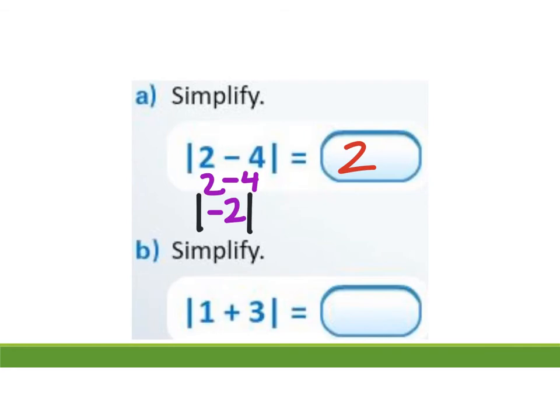That's fully simplified. Next up, I'm going to simplify the absolute value of 1 plus 3. And I know, again, I'm just going to evaluate 1 plus 3 first, which is 4. But it's the absolute value of 4. And I already know that the absolute value of 4 is asking how far away 4 is from 0, which is 4. So there's our 2 answers for this.